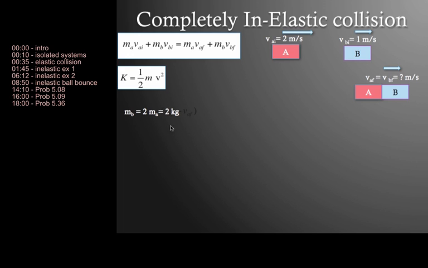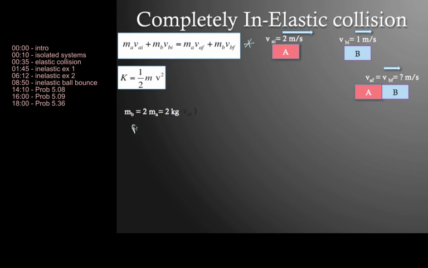So in order to solve this, we need to know the masses of the two cars, and I've given that here. So B is going to weigh twice as much as A. So A only weighs 1 kilogram, B weighs 2 kilograms. And what we're going to do is we're going to check on whether kinetic energy is conserved or not. Momentum is always conserved. So we're going to use that to be able to find out what the final velocities are.